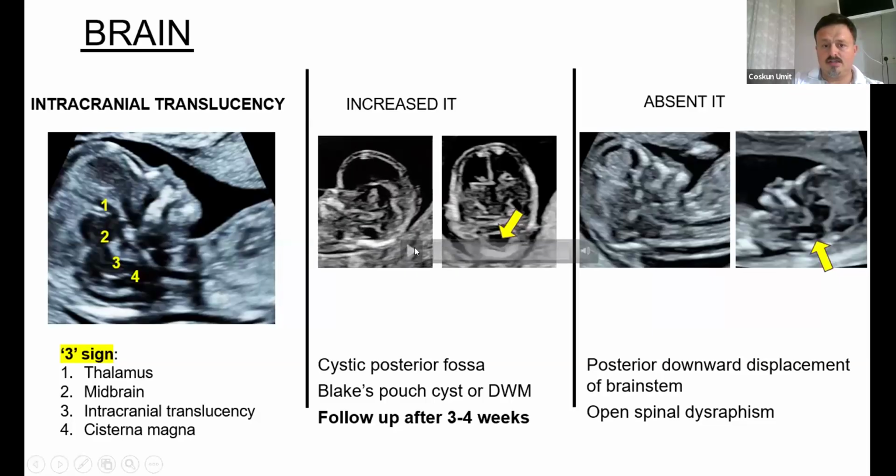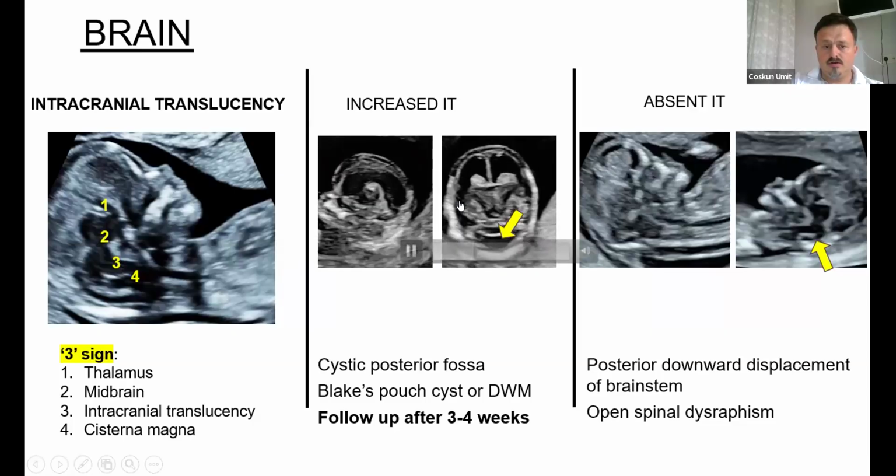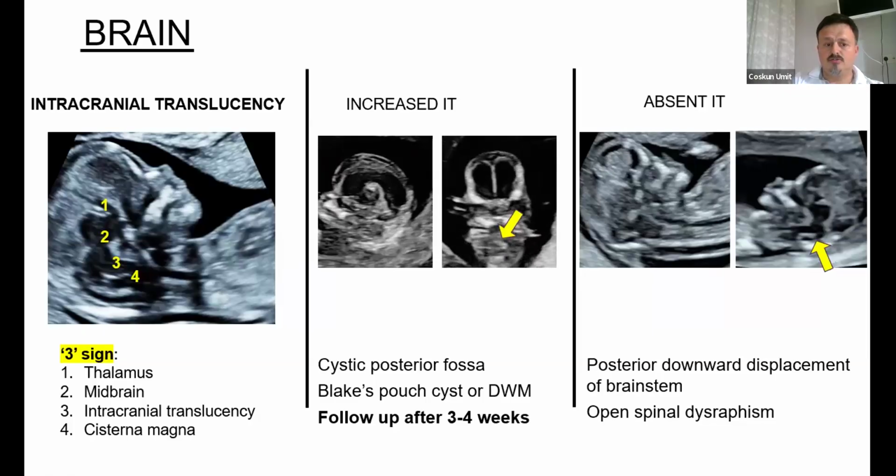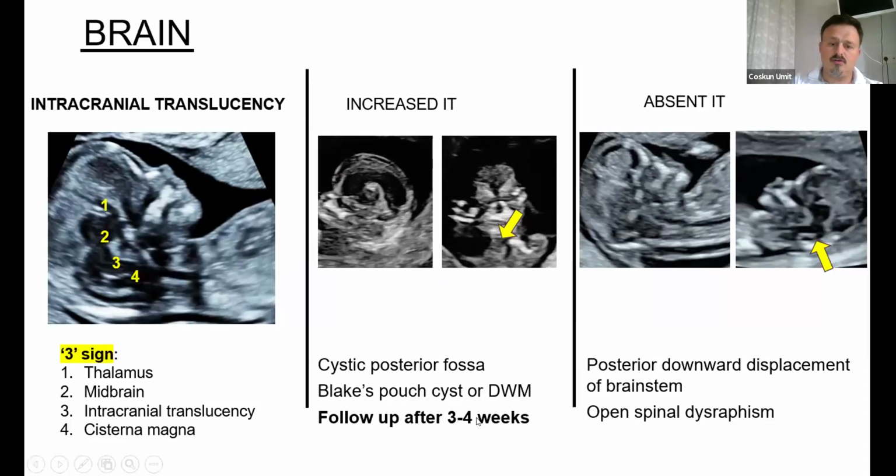These are examples of cystic posterior fossa. So we should be careful about the differential diagnosis of Blake's pouch cyst or Dandy-Walker malformation, because Blake's pouch cyst is a very benign variant, but Dandy-Walker is very bad for the baby. So check the baby again 3 or 4 weeks later. For the posterior downward displacement of the brainstem, we cannot see the IT, and this is an example of an open neural tube defect.